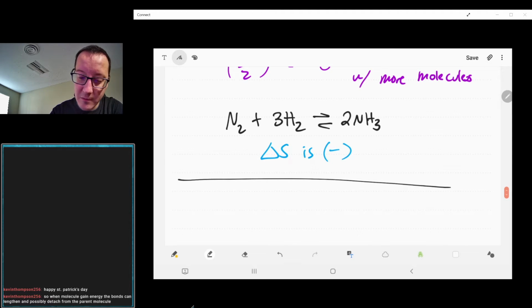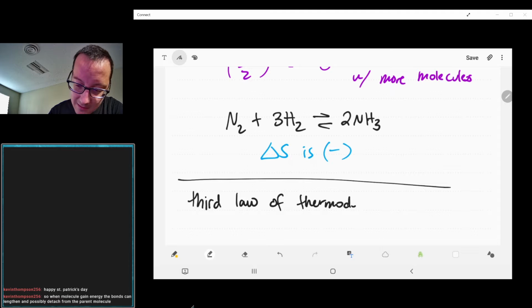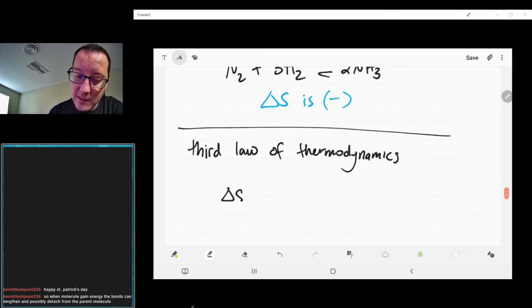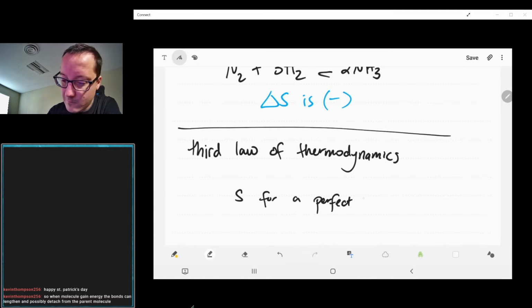Alrighty, here we go. The third law of thermodynamics. And this one is going to be that the delta S, actually not even delta, it's just S. Just S. For a perfect crystal, I don't know how to spell crystal, at 0 Kelvin equals 0.